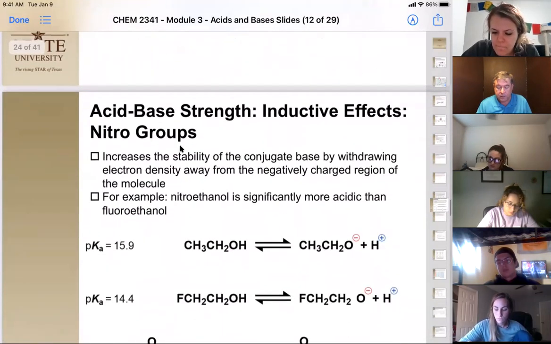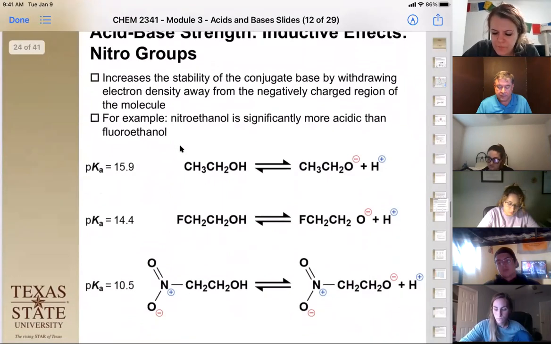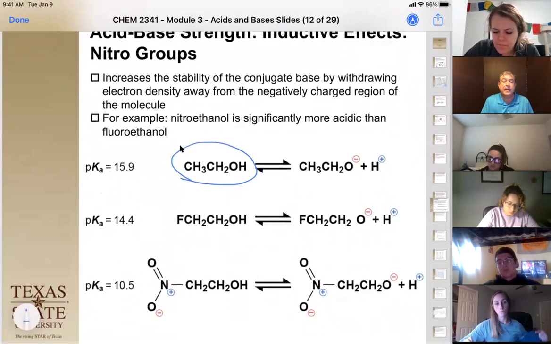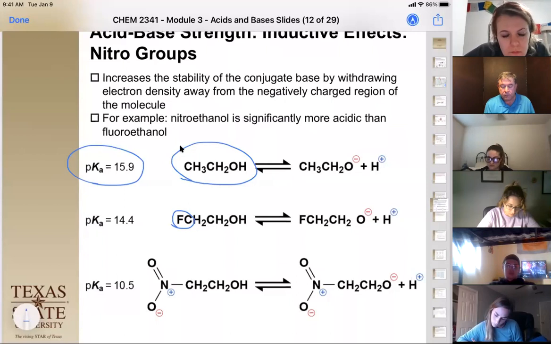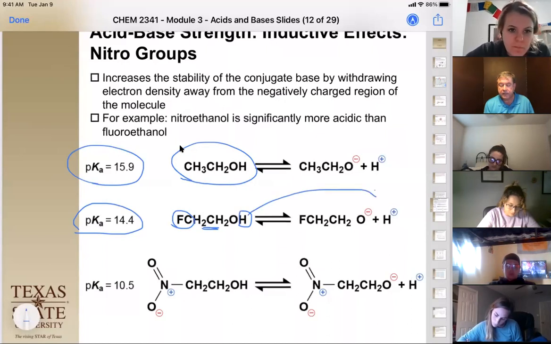Okay, so let's see how that affects it. Well, if we take an alcohol here instead of a carboxylic acid, we're going to start with ethanol, and so our pKa is right around 16. By adding a fluorine one carbon over from our oxygen, we've actually dropped it down to 14, so we're making it more acidic because of that electron withdrawing group, because of that fluorine there.